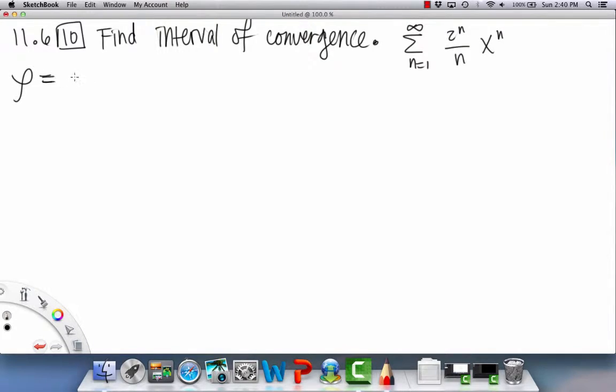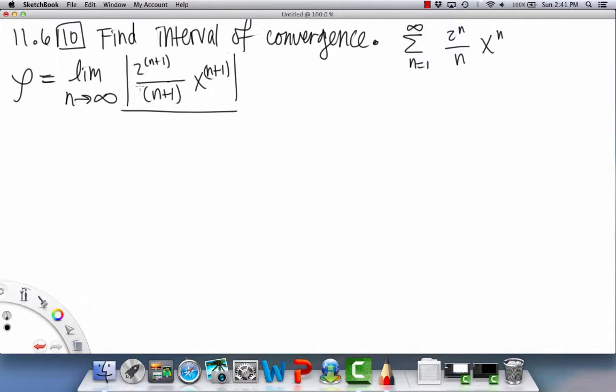So we have rho equals the limit as n goes to infinity of a sub n plus 1 over a sub n. So we're going to put in an n plus 1 wherever we see an n: 2 to the n plus 1 over n plus 1 times x to the n plus 1, over our given a sub n, which is 2 to the n over n times x to the n.